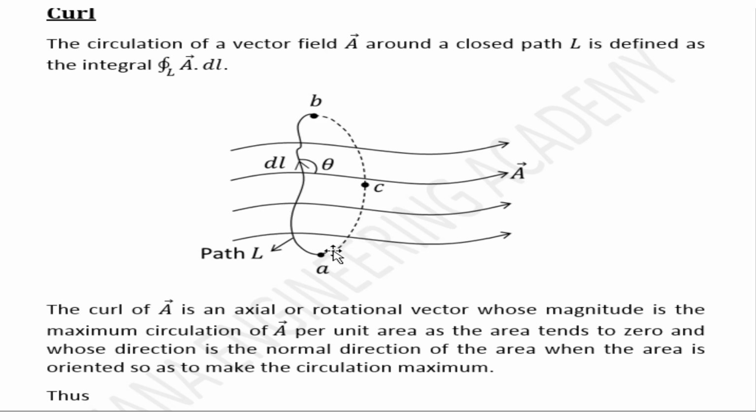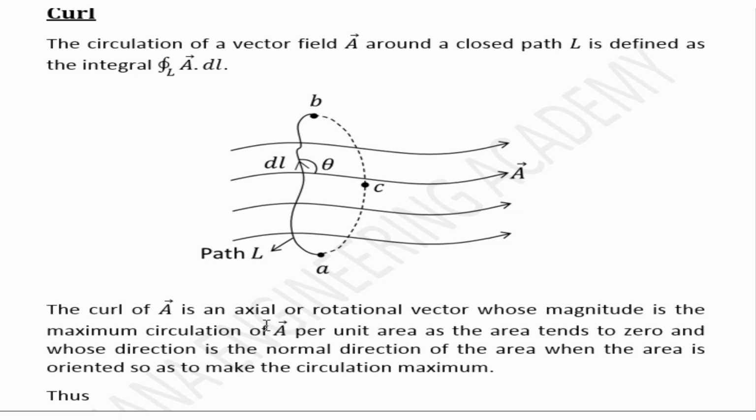See here in this picture, a closed loop, or a closed path L, is shown, and in that the vector field A is shown. Now this is a closed path L and this is a vector field A. The circulation of this particular vector field around this closed path, that is A, B, C, is defined as the curl of the vector field.